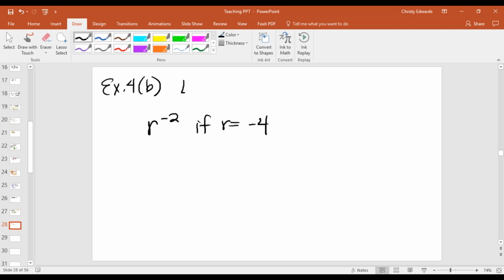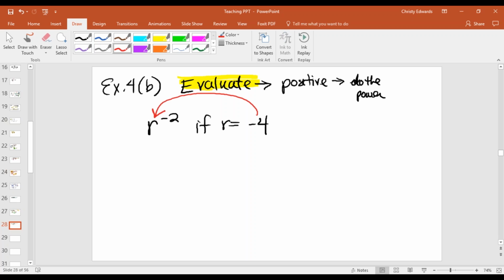So again, directions say evaluate. So what I want you to think is, okay, let's make it the pretty answer. Let's get it into its positive exponent spot, wherever it needs to go, up or down in the fraction. And I'm going to go ahead and multiply out, do the power to the number. Because when it says evaluate, it's never leaving variables in the problem. It's always going to tell you what the variables equal. So that means we know that negative 4 belongs right here, right? So we've got negative 4 being taken to the power of negative 2.